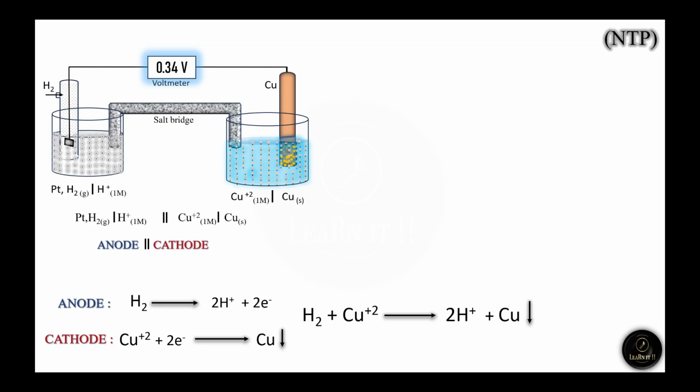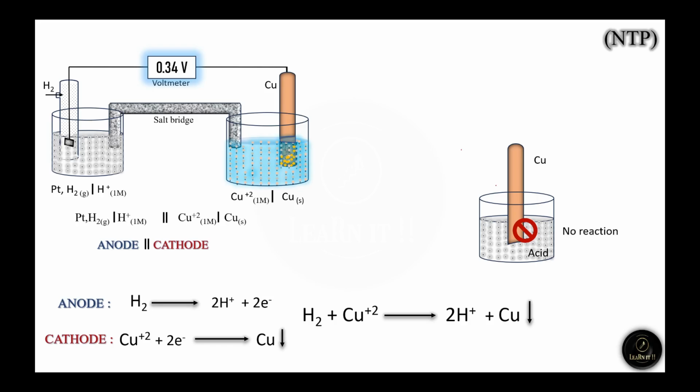So as we discussed before, what if we take copper and we put it into acid? So this is an acid. H plus ions means acid. So when we put copper, there will be no reaction, because we know that copper wants to undergo reduction, not the oxidation. So that's why this reaction doesn't happen.